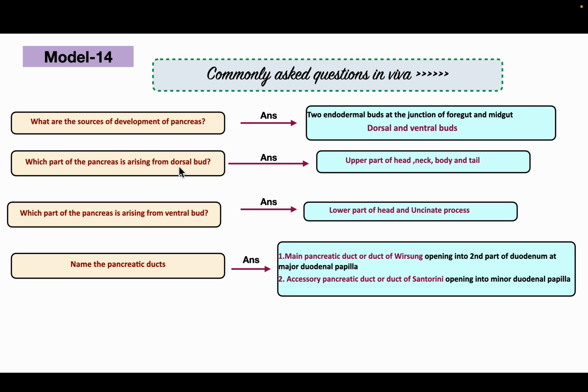Which part of the pancreas is arising from dorsal bud? That is upper part of head, neck, body and tail. Ventral bud is forming lower part of the head and uncinate process. So what are the pancreatic ducts? Main pancreatic duct, which is also called the duct of Wirsung, which is opening into the second part of the duodenum at the major duodenal papilla, and accessory pancreatic duct or duct of Santorini opening into minor duodenal papilla.